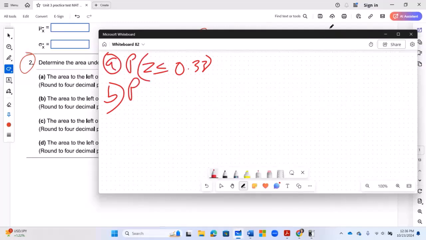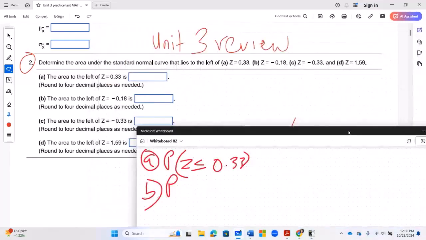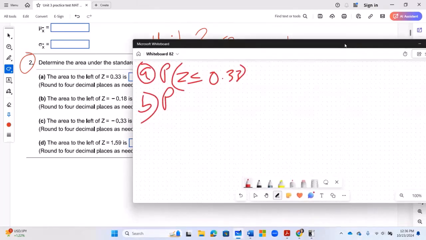So let's see what B says. Find the area to the left again of z equal to negative 0.18. So find area to the left again, so z is less than or equal to negative 0.18. And then C says find the area to the left. Why are they all to the left?